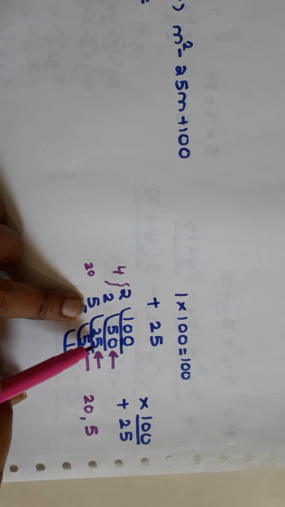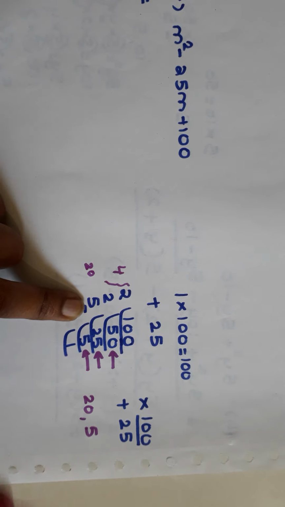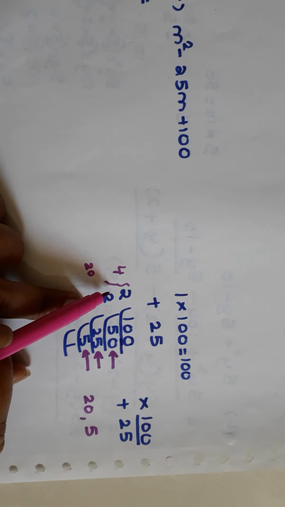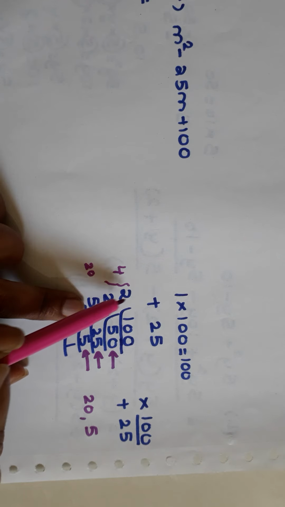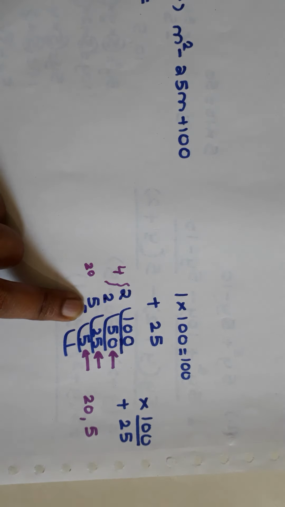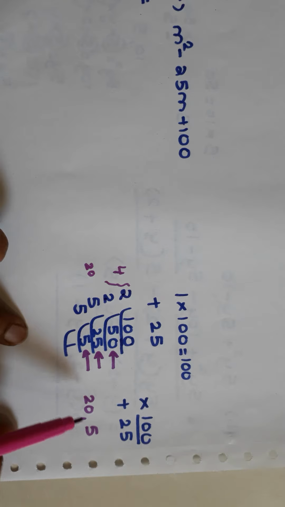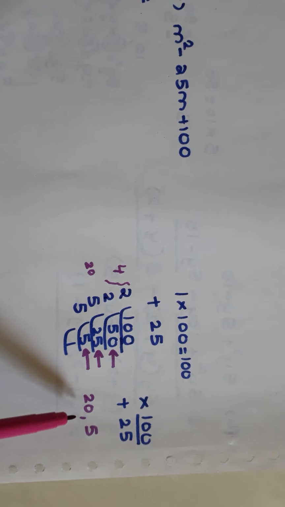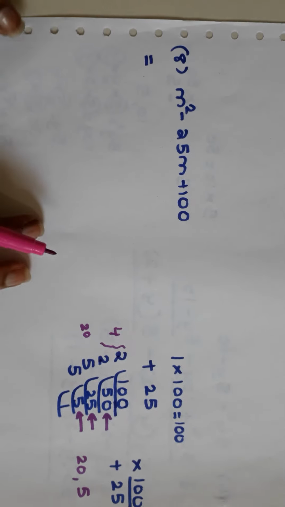Now when you take the next number to 50, you will not multiply 50 and 25. You will take 25 only. But when you take the right number next to 2 on the right hand side, you have to multiply 2 and the next number, and so on. So now we got the factors as 20 and 5.